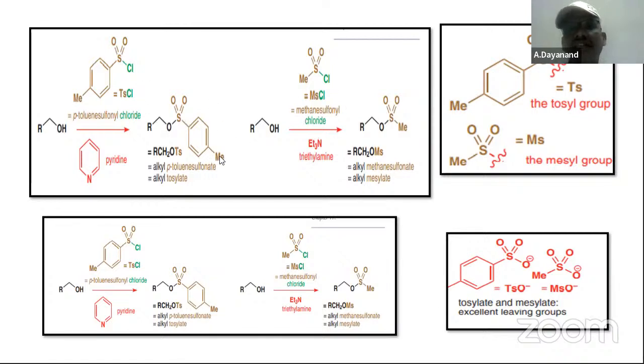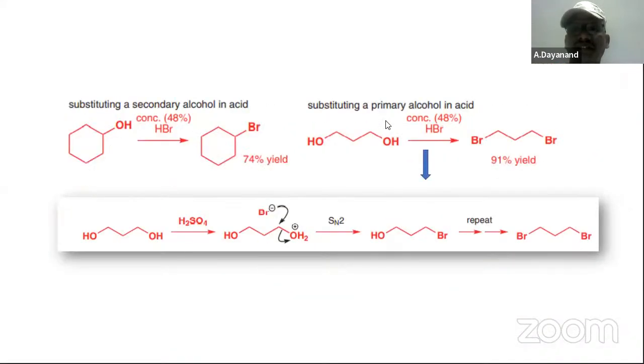OMs, methane sulfonyl chloride, methane para-toluene sulfonate, or alkyl tosylate, mesylate are the best leaving groups. Okay, and therefore we can easily convert them into best leaving groups. Therefore, they will attack easily. Okay, they will attack.